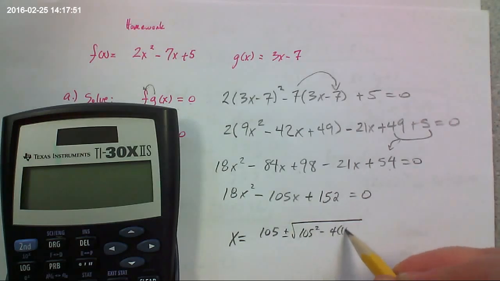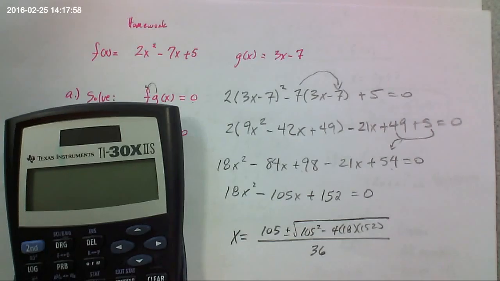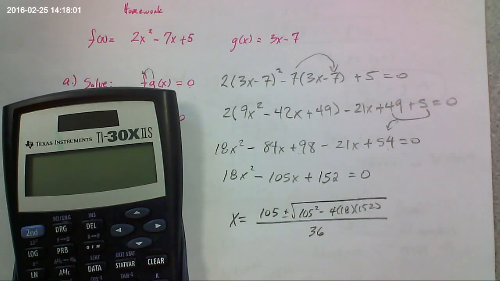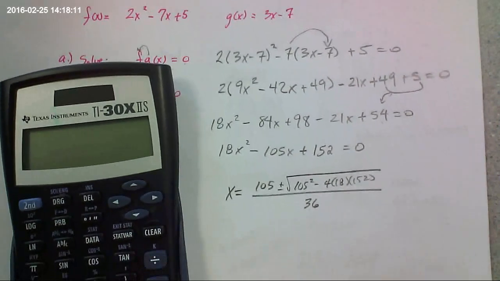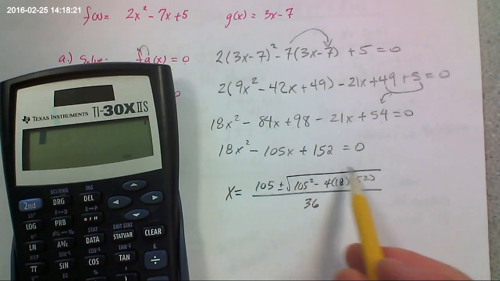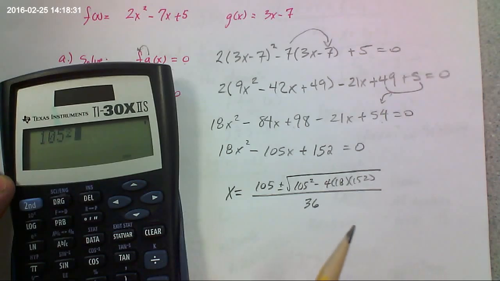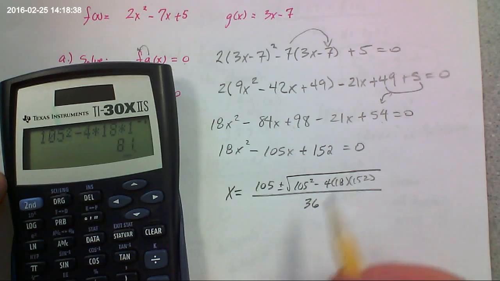105 squared minus 4 times 18 times 152, divided by 36. Are you okay with 36? Denise, you're okay with 36? 2 times A. A is 18. Okay. Look, you don't use your calculator to do the whole problem yet, because you have to show your work on paper. So what you're going to do next is you can actually simplify this. It's called the discriminant. We didn't talk about that really yet. From the discriminant, you can tell how many solutions there are going to be. But anyway, 105 squared minus 4 times 18 times 152 equals 81.